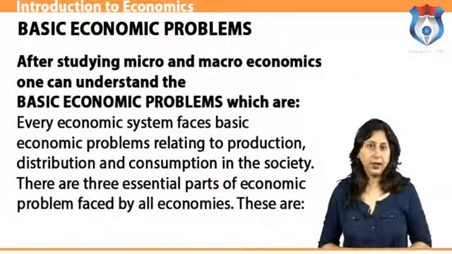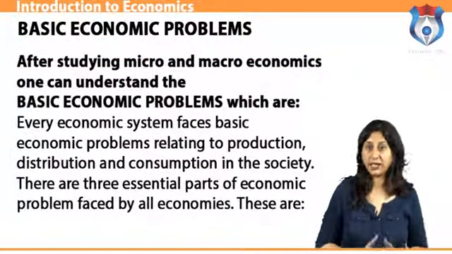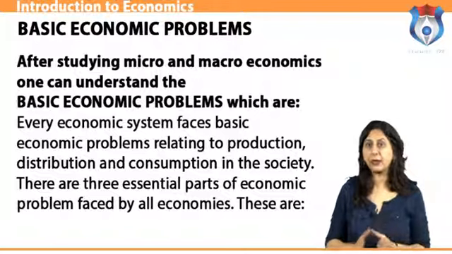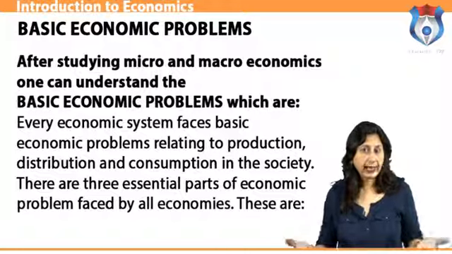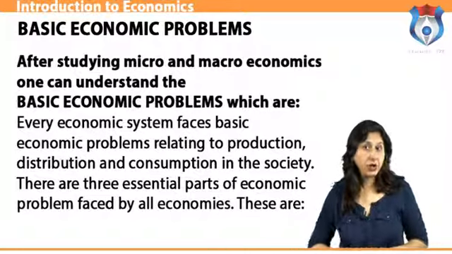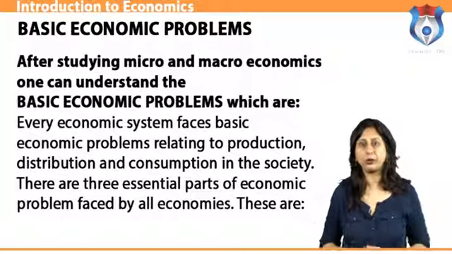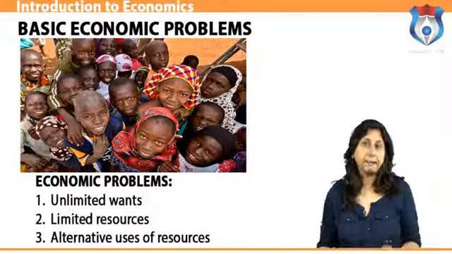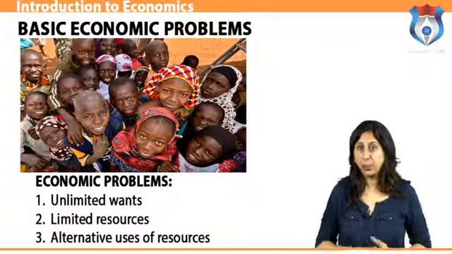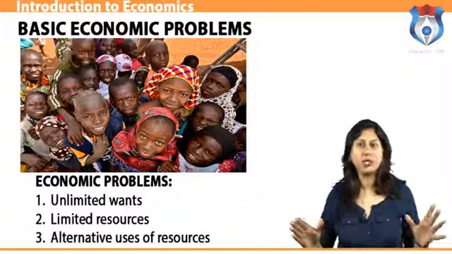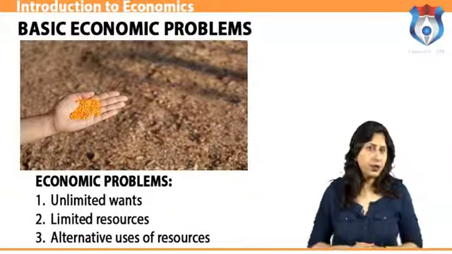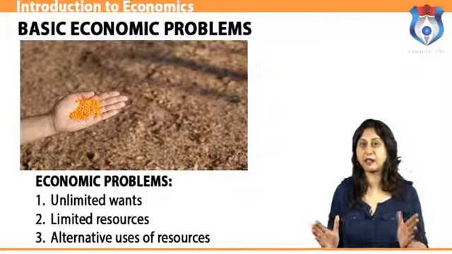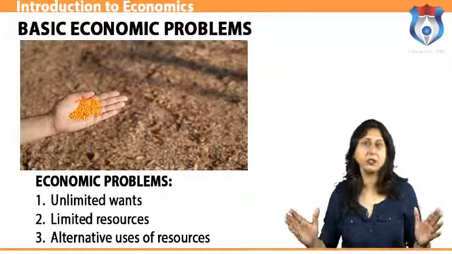Basic economic problems. After studying micro and macroeconomics, one can understand the basic economic problems, which are: every economic system faces basic economic problems related to production, distribution, and consumption in society. There are three essential parts of the economic problem faced by all economies. These are unlimited wants. Every individual wants to improve her standard of living by consuming or buying more goods and services. We therefore say that people have unlimited wants. Limited resources. Resources are limited in comparison to wants. Scarcity means that an economy does not have sufficient availability of goods to satisfy the unlimited wants.